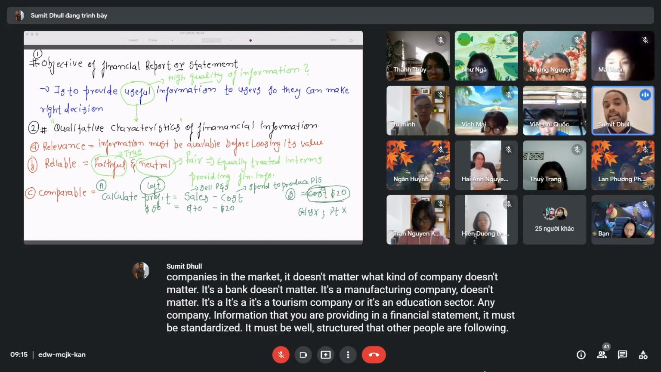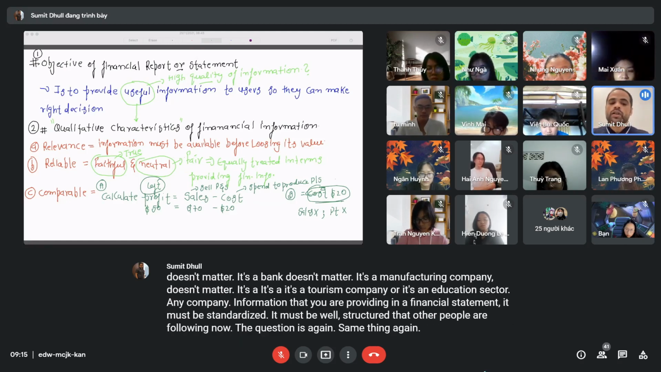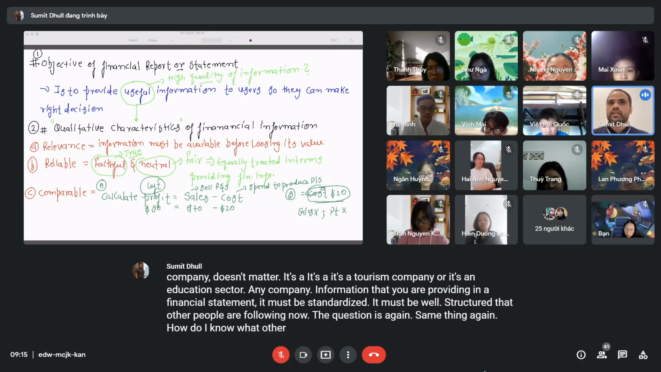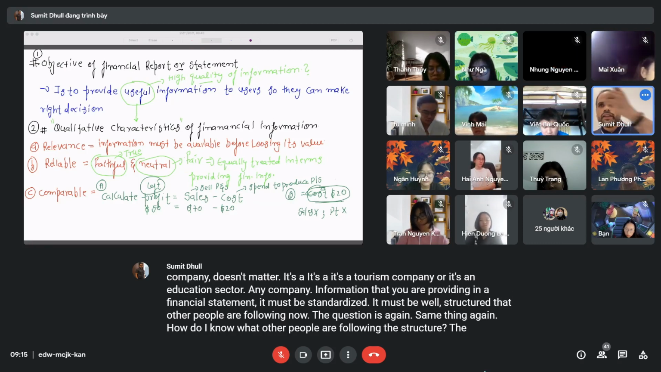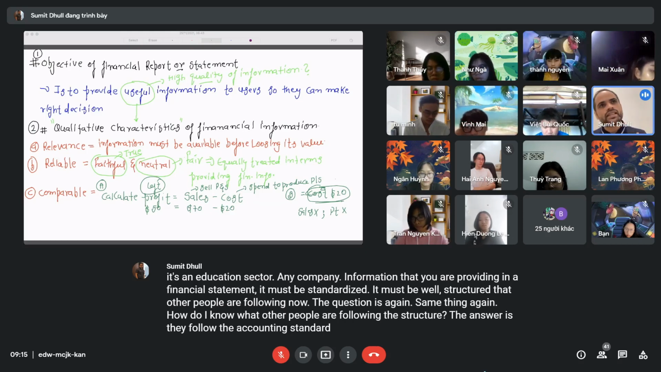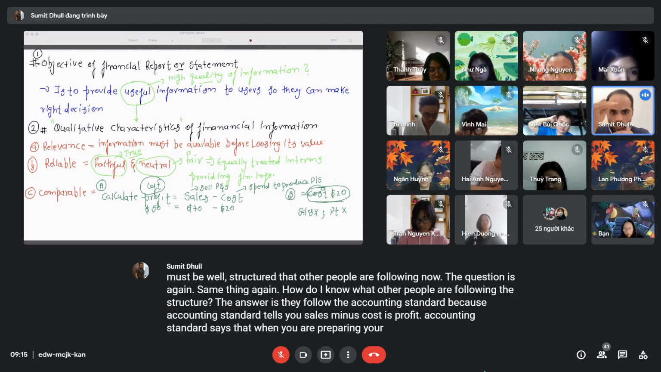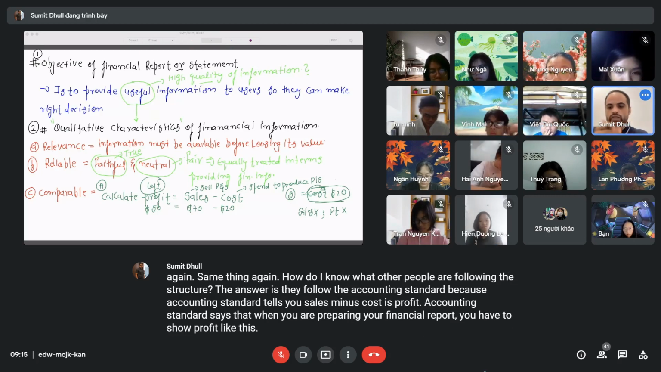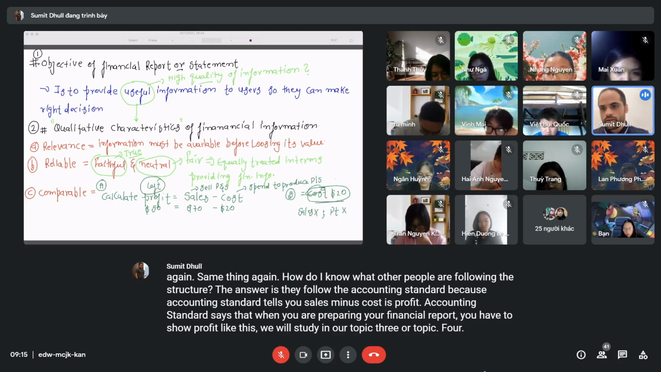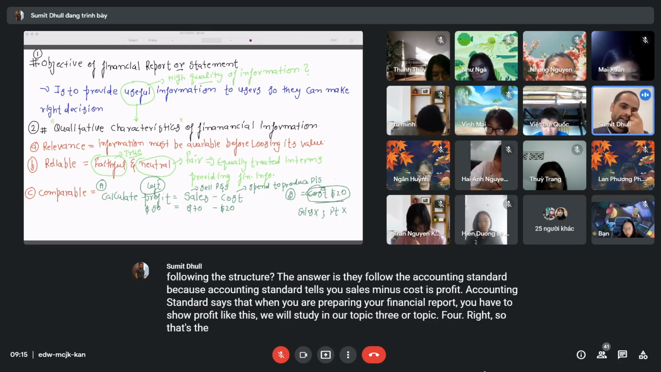Now the question is again the same thing. How do I know what structure other people are following? The answer is they follow the accounting standard, because the accounting standard tells you sales minus cost is profit. The accounting standard says that when you are preparing your financial report, you have to show profit like this. We will study it in topic 3 or topic 4, right? So that's the idea behind comparable. Does everybody understand comparable?